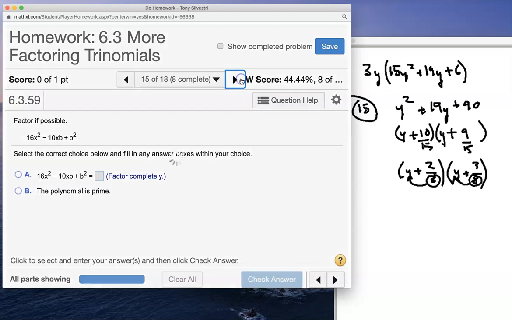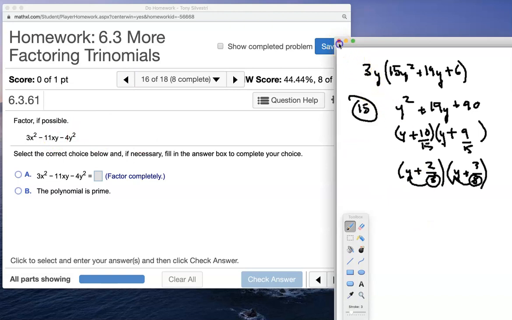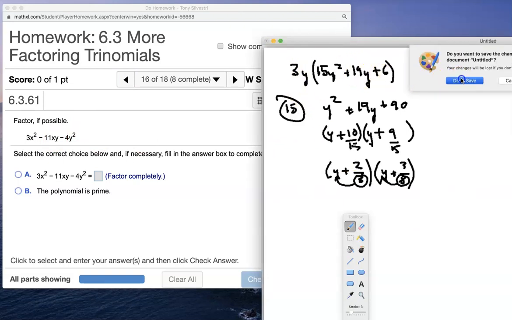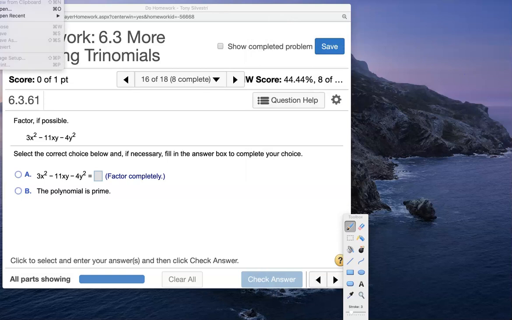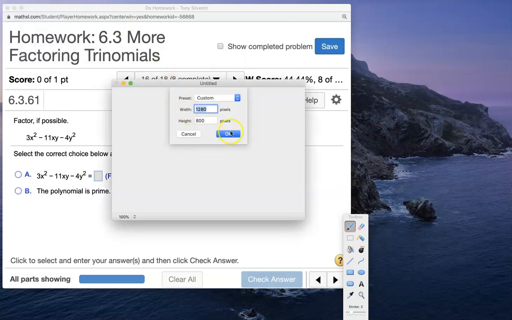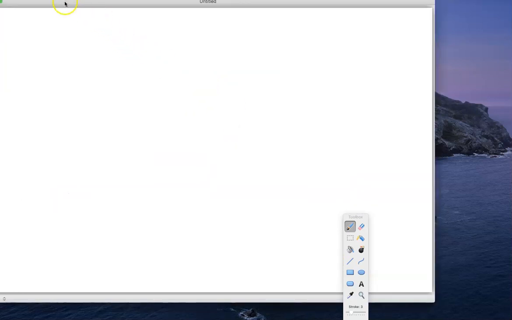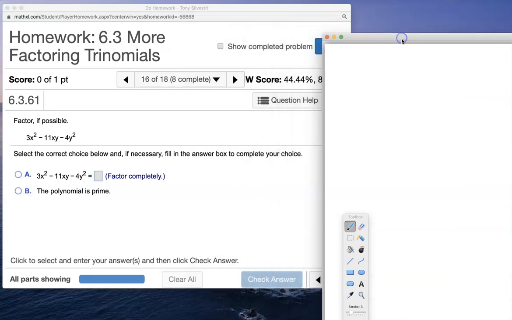Okay, that's going to be a double variable problem. Another double variable problem. Then I just want to check ahead. Let's do a double variable problem. Let's do this one. Okay, clear it, don't save. File, new. Okay, move this over here.